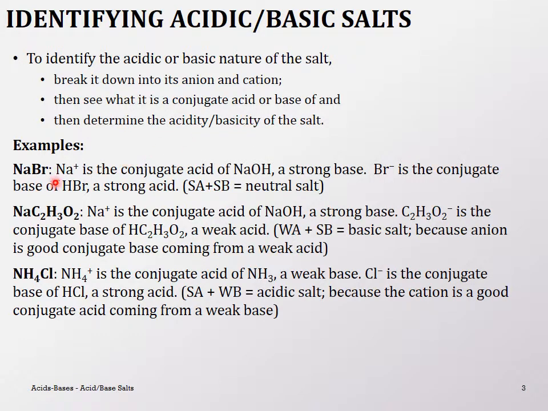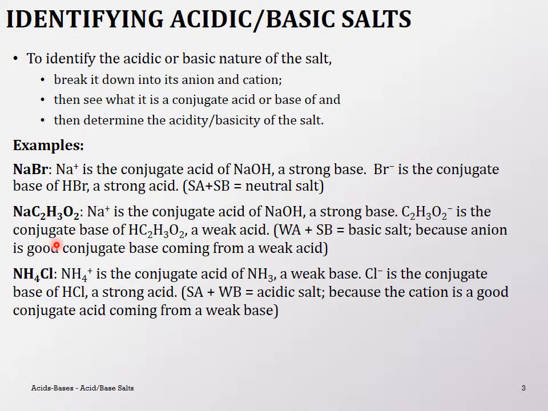So we're going to start with sodium bromide. Sodium ion is the conjugate acid of sodium hydroxide, which is a strong base. A strong base means that you don't get a good conjugate acid from it. Strong bases give you weak conjugate acids. Bromide is the conjugate base of HBr, which is a strong acid. So if you have a strong acid, it gives you a weak base. So strong acid, strong base, neutral salt, because you have weaker conjugate acid and weaker conjugate bases. So it's a neutral salt.